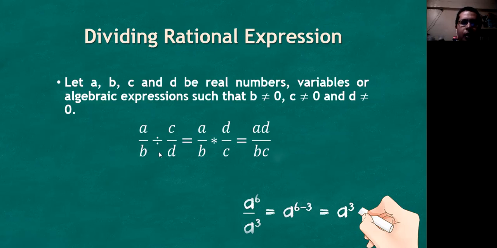In dividing fractions, your divisor will be interchanged, and your operation will change from division to multiplication. So A over B divided by C over D is equal to A over B times D over C, which is equal to AD over BC. Again, take note that if there are no operations between variables and numbers, that means your operation is multiplication.